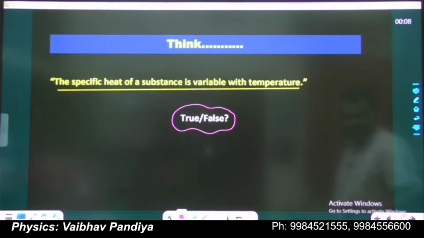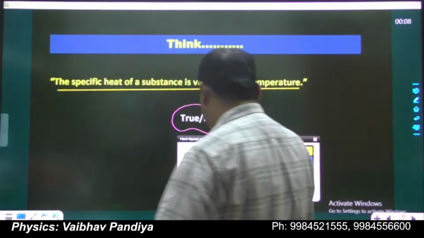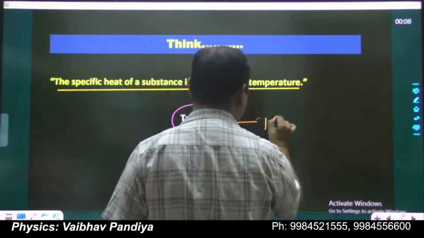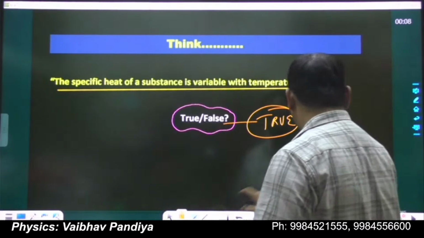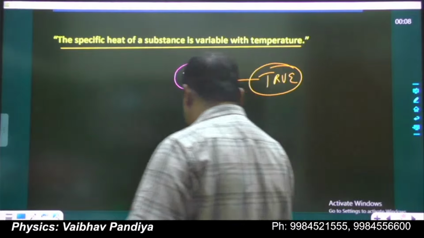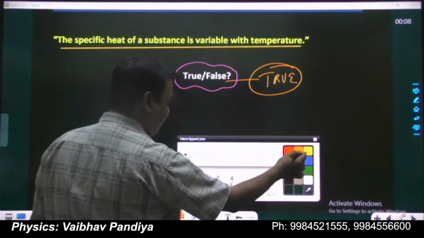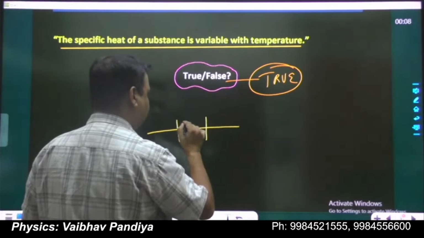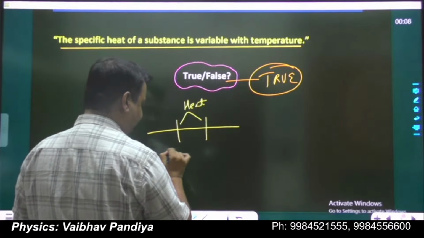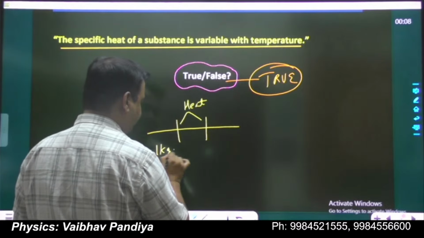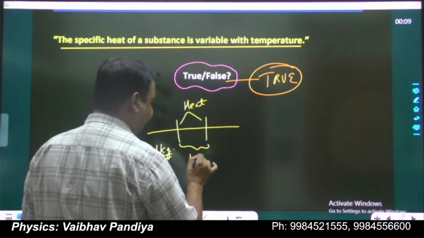Now, see, the answer is true. Because we have seen what is the specific heat. Specific heat is basically the amount of heat needed to raise the temperature of unit mass. Unit mass means 1 kg, by unity, say 1 Celsius degree.